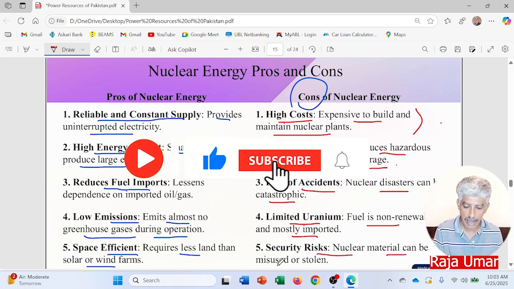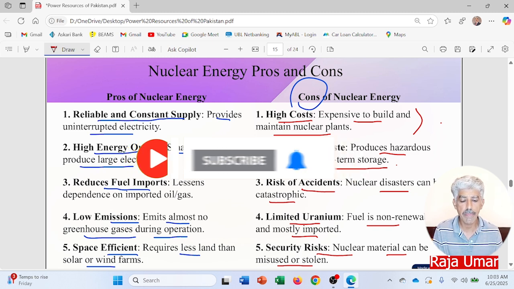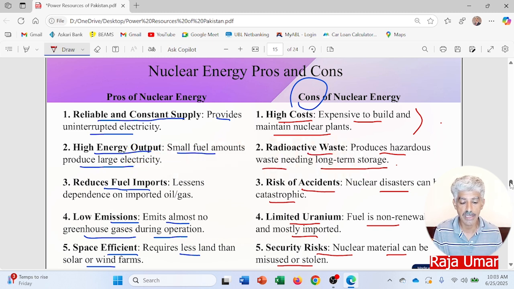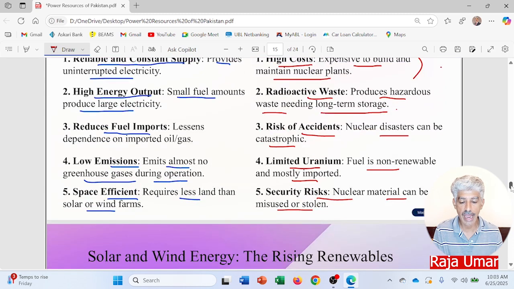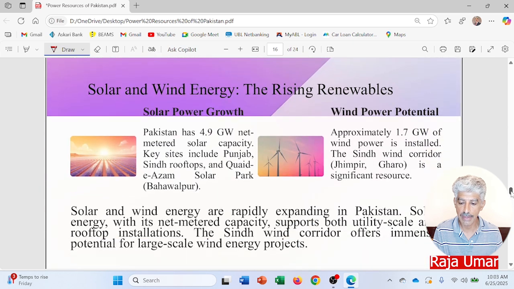Security risk: nuclear material can be misused or stolen somehow, and that can be very dangerous. But this may not happen in Pakistan, as we know that Pakistan's nuclear sites are under full security and under control, so there is no risk of that.